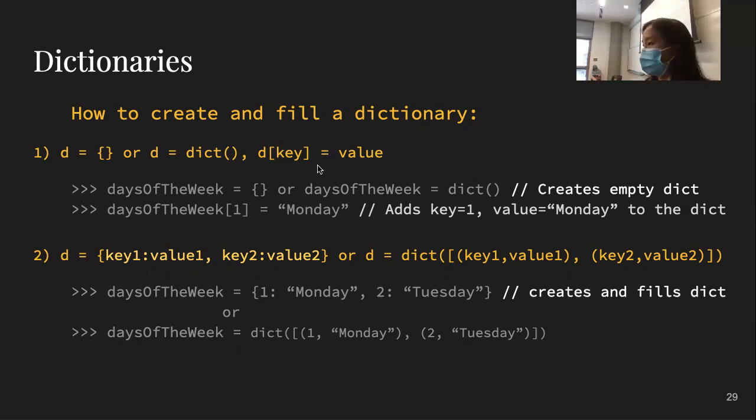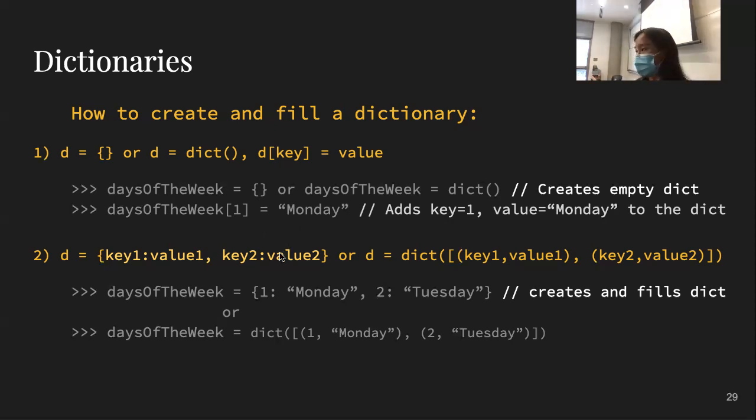We can also use any sort of data type as a key. It doesn't necessarily have to be a string. You could do something like 10 as your key, or another list if you really wanted to. In the example here for days of the week, we first create an empty dictionary, and then we can add a value of Monday, and that would be associated with the key of 1.